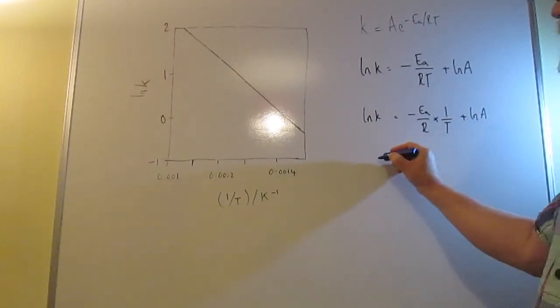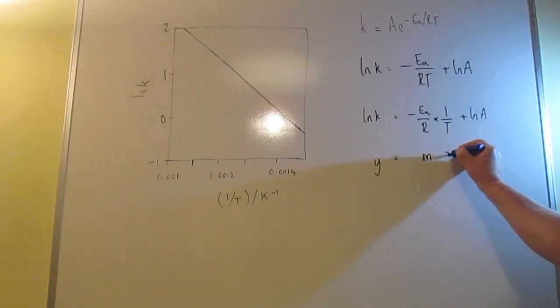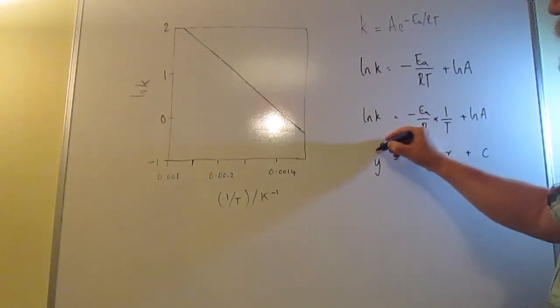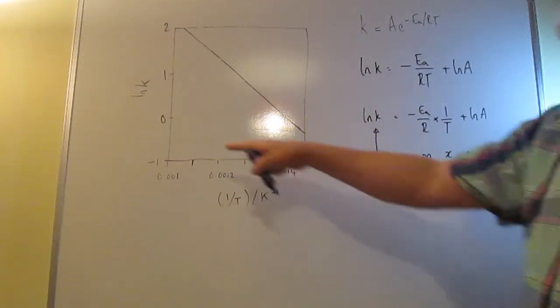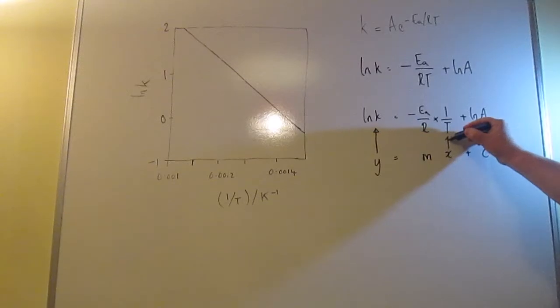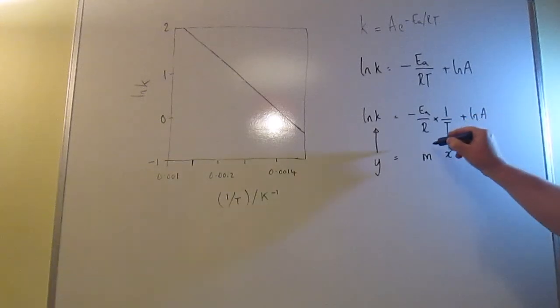But the point about writing it like that is that you can now see explicitly that this is an equation of the form y equals mx plus c, which, as you know, is the general equation for a straight line. So y is the vertical axis, which is natural log of k. X is the horizontal axis, which is 1 over t. But it's these other two parameters which we're going to be concerned with.